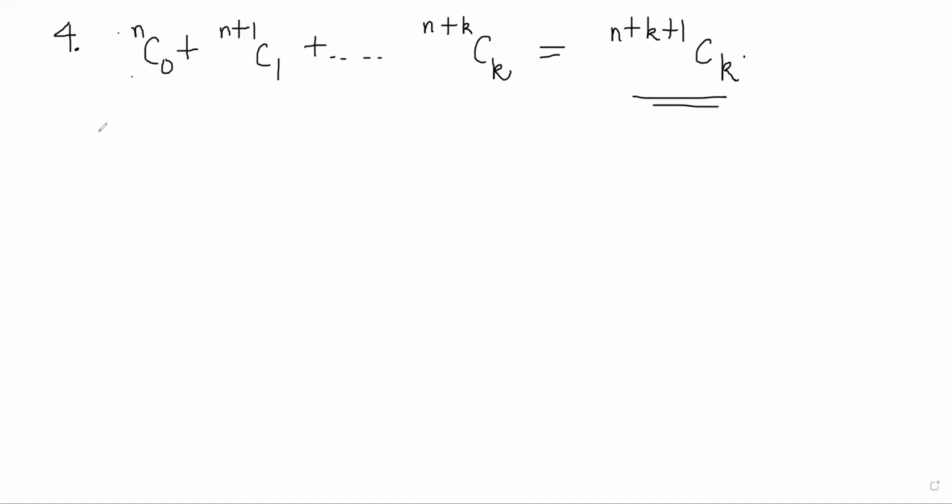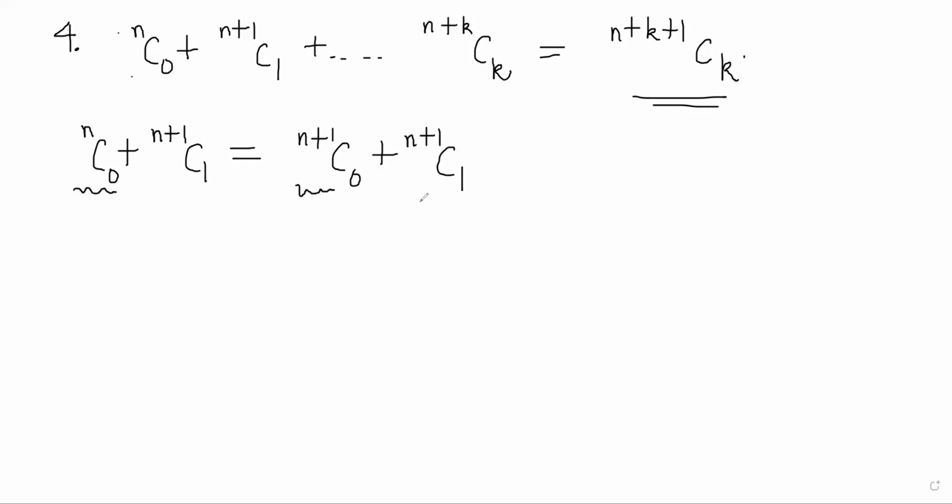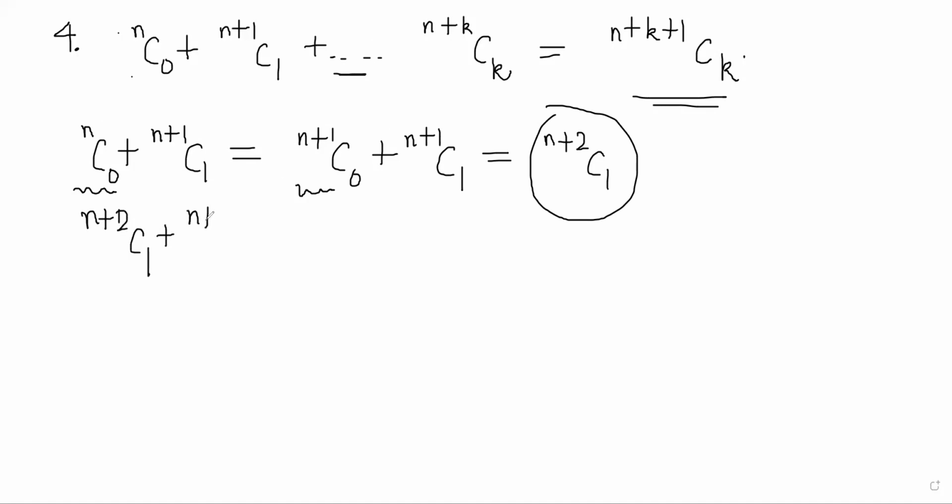We do it by this method. We can say nC0 plus (n plus 1)C1 is the same as (n plus 1)C0 plus (n plus 1)C1, because (n plus 1)C0 is the same as nC0. And this becomes Pascal's identity. So this is equal to (n plus 2)C1. Now you take (n plus 2)C1 and the next term here, which was (n plus 2)C2. So you have (n plus 2)C1 plus (n plus 2)C2, which will become (n plus 3)C2 by Pascal's identity again. And here the term was (n plus 3)C3, and you keep repeatedly adding.